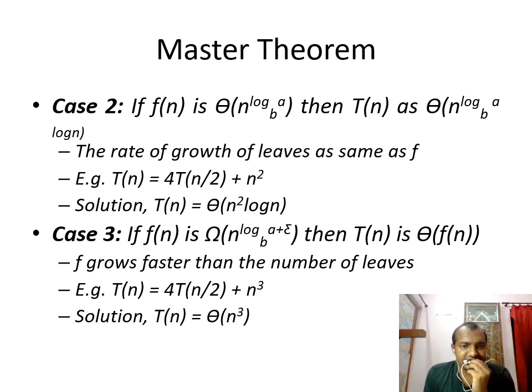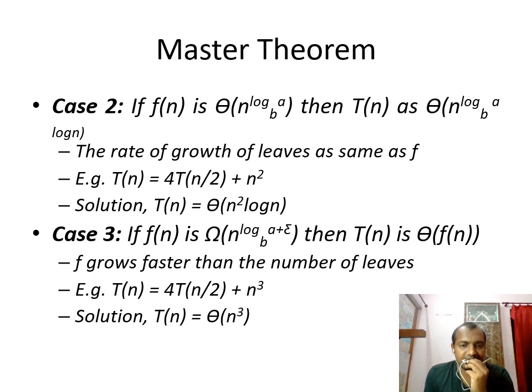In case number 3, if f of n is omega of n to the power log a base b plus epsilon, then the solution will be T of n is theta of f of n. It means f grows faster than the number of leaves.